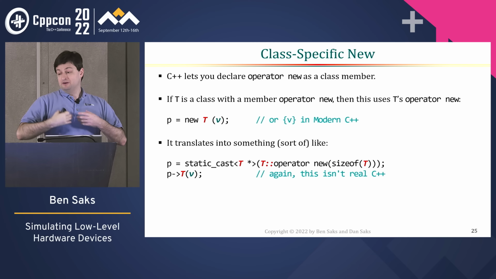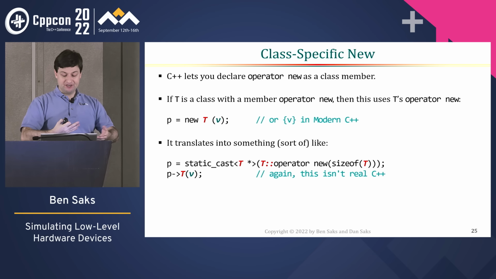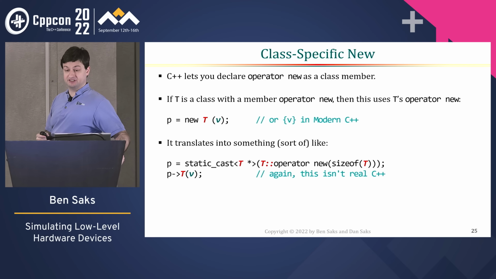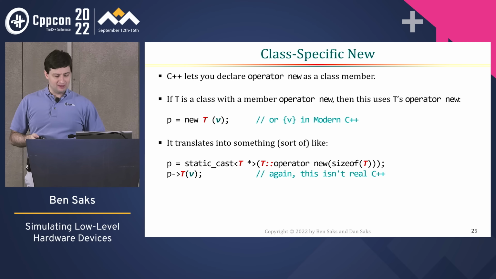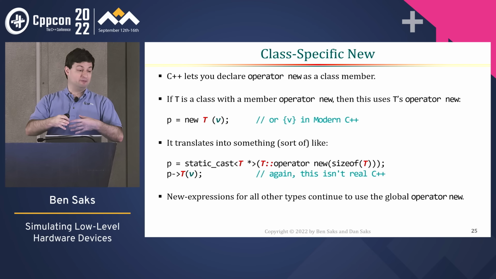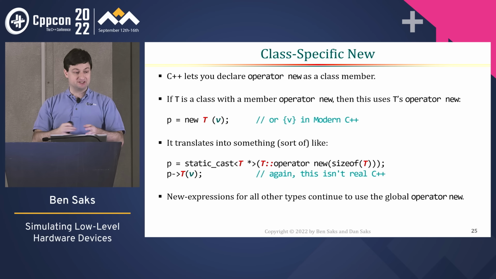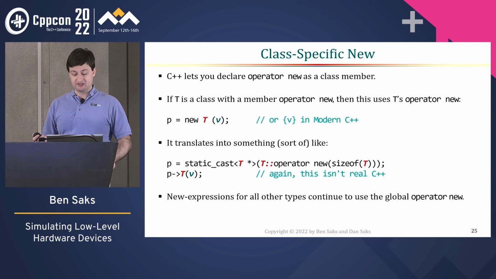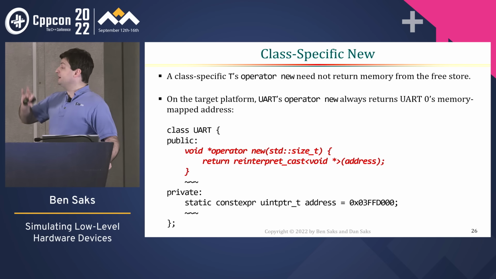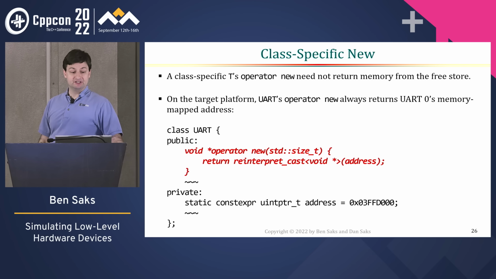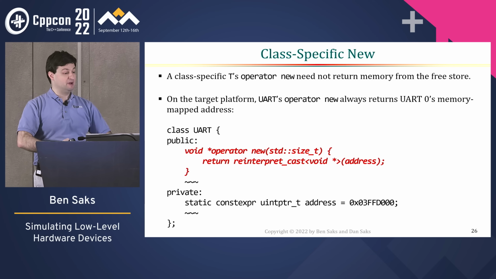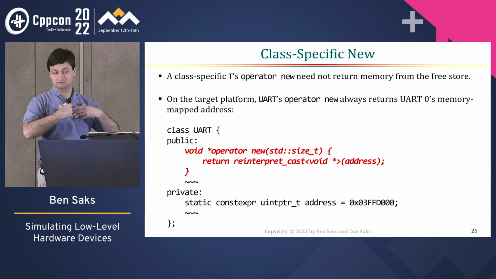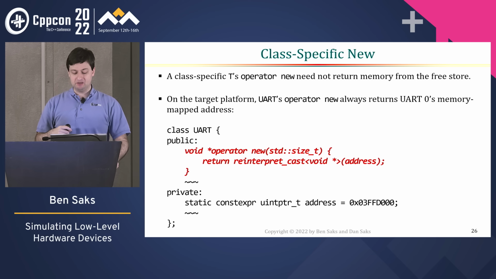So it's fetching memory not from the ordinary free store heap, but from wherever that function tells it to get that memory from. And this only applies to objects of type T. All other objects in the program will continue to use the normal global operator new in this case. But we can write our operator new function in this case so it doesn't actually allocate memory. It can specify a location that's not part of the free store, again, what a lot of people call the heap.